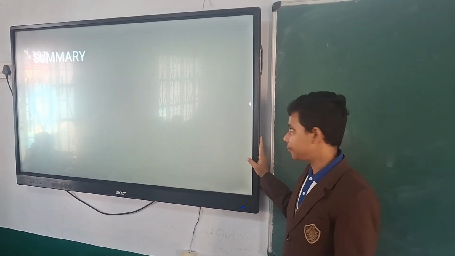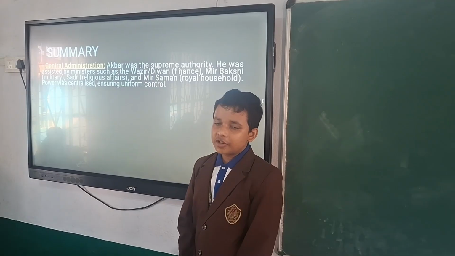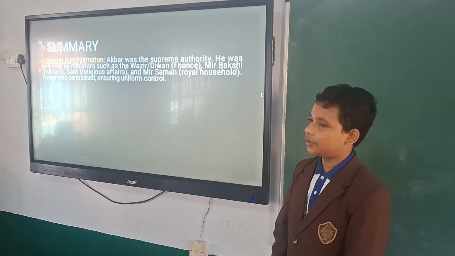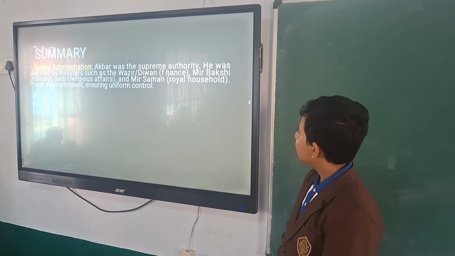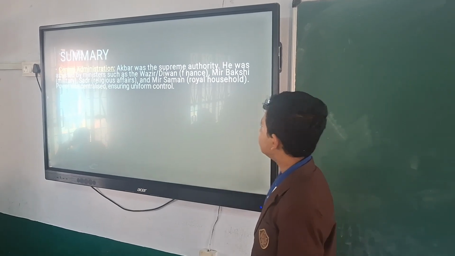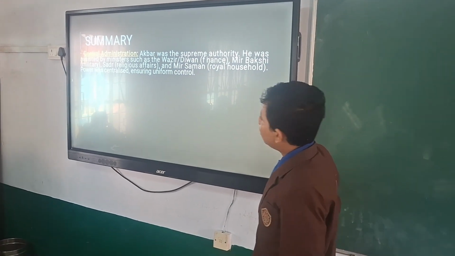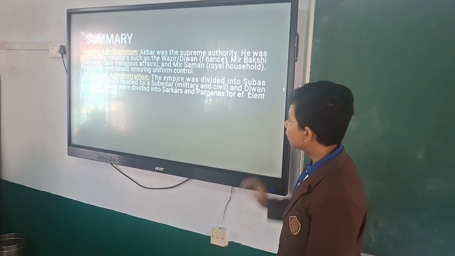Now, let's get to the summary. In the central administration, Akbar was the supreme authority. He was assisted by ministers such as the Wazir Diwan for finance, Mir Bakshi for military, Salar for religious affairs, and Mir Saman for the royal household. Power was centralized, which ensured uniform control.